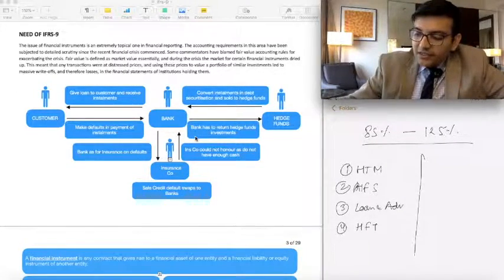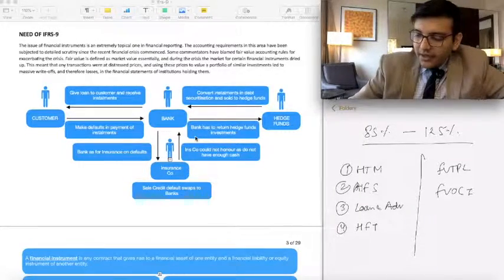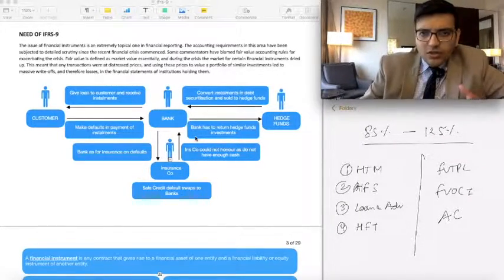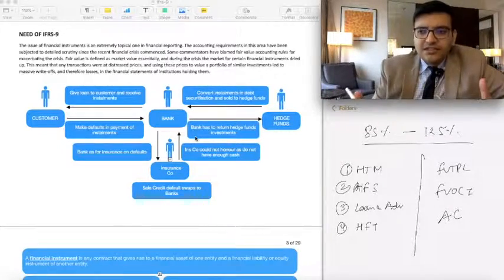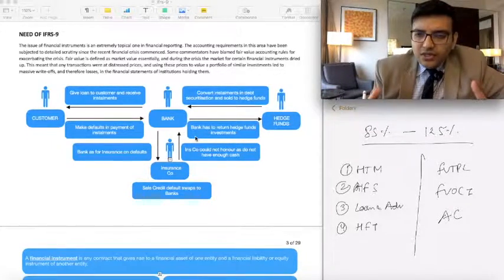But in IFRS 9 it has been reduced down to 3: FVTPL, FVOCI, and amortized cost. Now what is all this? Let us understand this step by step, going into it conceptually.